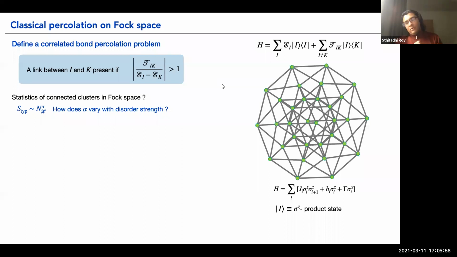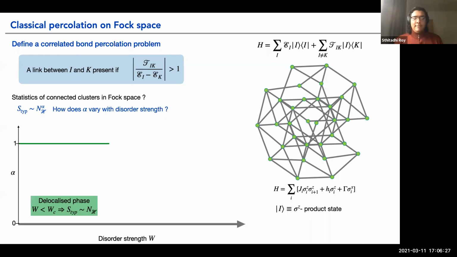Now, this is not a standard percolation problem. I'm not asking whether a cluster can propagate from one side of the Fock-space graph to another side of the Fock-space graph. Rather, what I'm asking is, what about the statistics of connected clusters on the Fock-space? In particular, if I take a typical cluster size, I can show that this scales as the Fock-space dimension to some power alpha. And the question then is, how does alpha vary with the disorder strength?